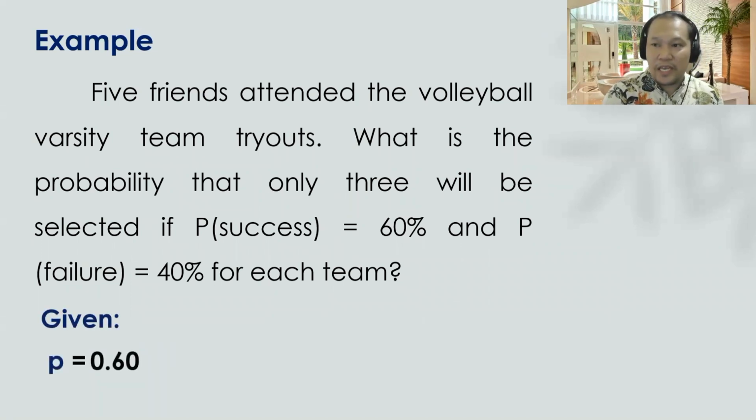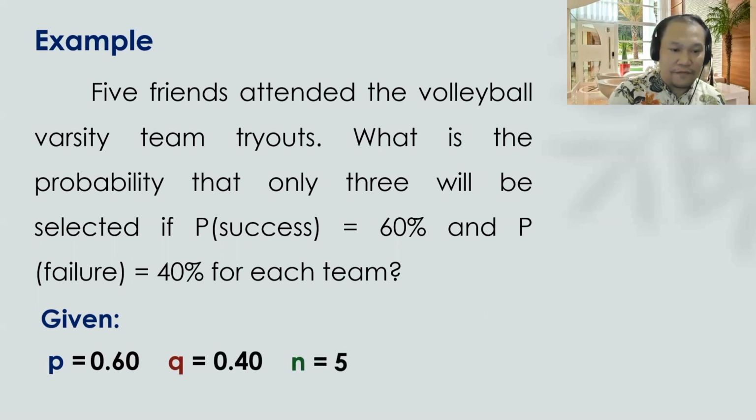And here are our given. We have the probability of success is 60%. Probability of failure is 40%. Our n is 5, and then our X is 3. Okay, there are 5 friends, but only 3 will be selected.